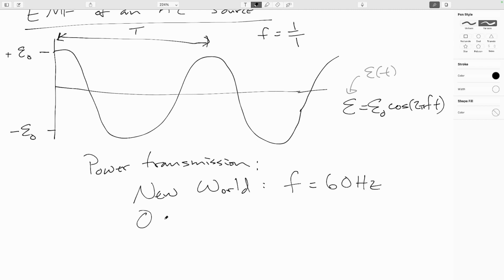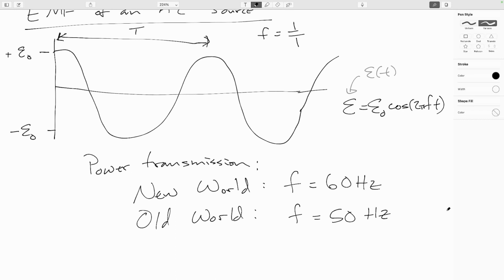And if you're in the Old World, so Europe, especially other parts of the Eastern Hemisphere, the transmission frequency is 50 hertz. And again, there are exceptions there, where some countries in the Eastern Hemisphere will use 60 hertz. But just very roughly, that's how it divides up.